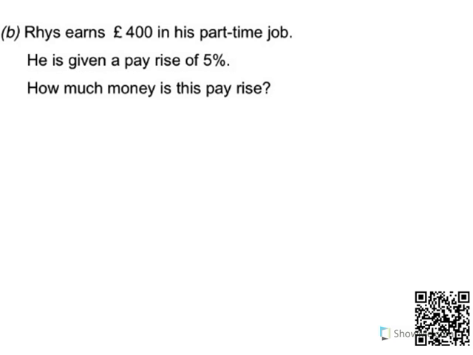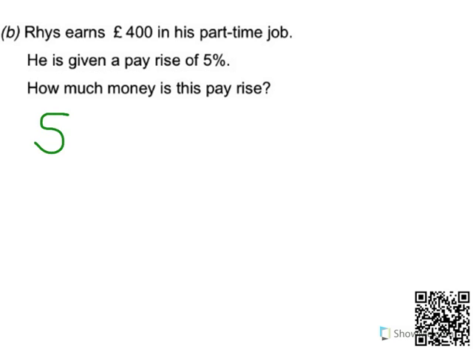Okay, this question looks a lot different, but it's the same as we've just been doing. In this question, we've got to find 5% of 400. So it's exactly the same as the question we've just been doing. So remember to use your best friend, 10%, and have a go at it yourself. Press pause, and then I'll give you the answer.